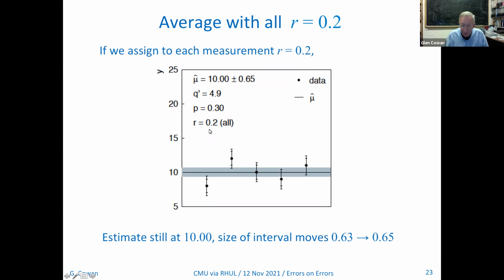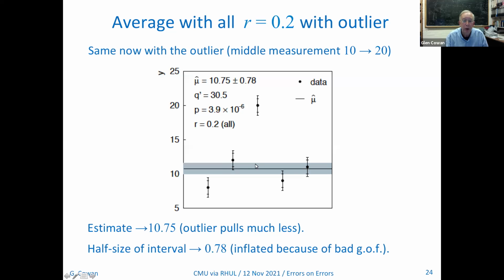But now look what happens if I have the outlier. So I move that point that was at 10 up to 20. So now instead of having the average pulled up to 12, it only gets pulled up to 10.75. And furthermore, the width of the confidence interval gets inflated, as it in some sense should, because I have a bigger scatter between the input values. So I think both of those features would be regarded as good by most analysts.